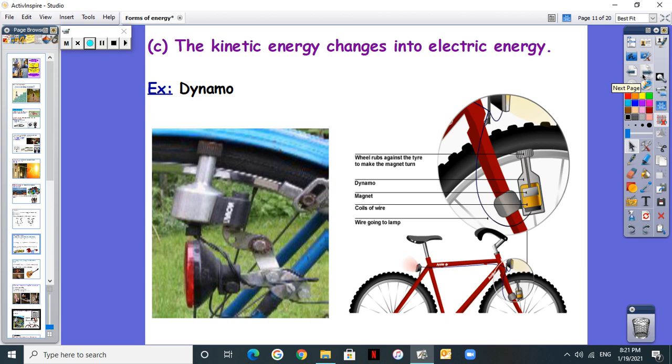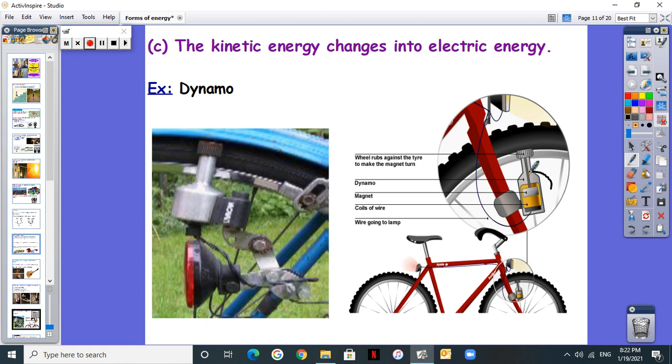Changing of kinetic energy into electric energy. Kinetic energy can change into electric energy. Give me an example. Dynamo. This is a bike. Inside a bike there is a dynamo. Look at this picture.